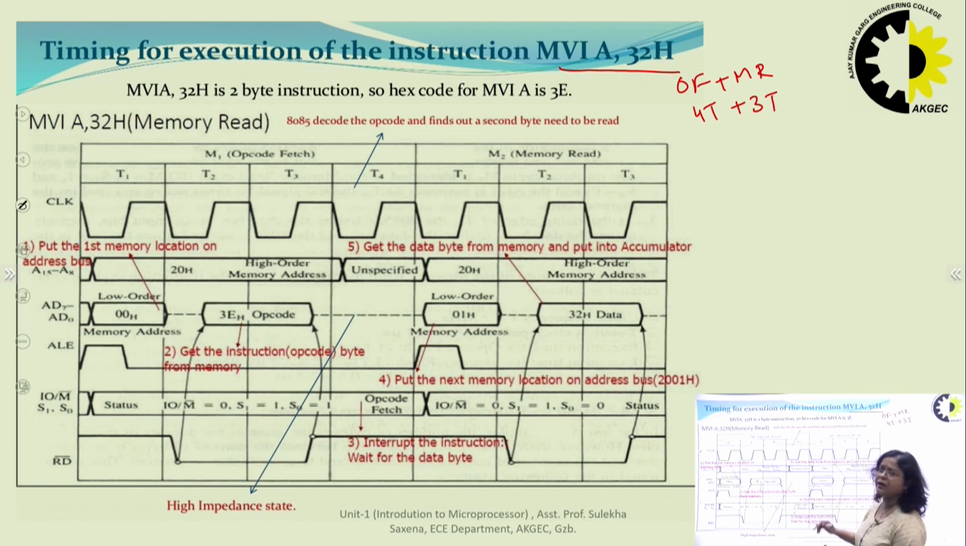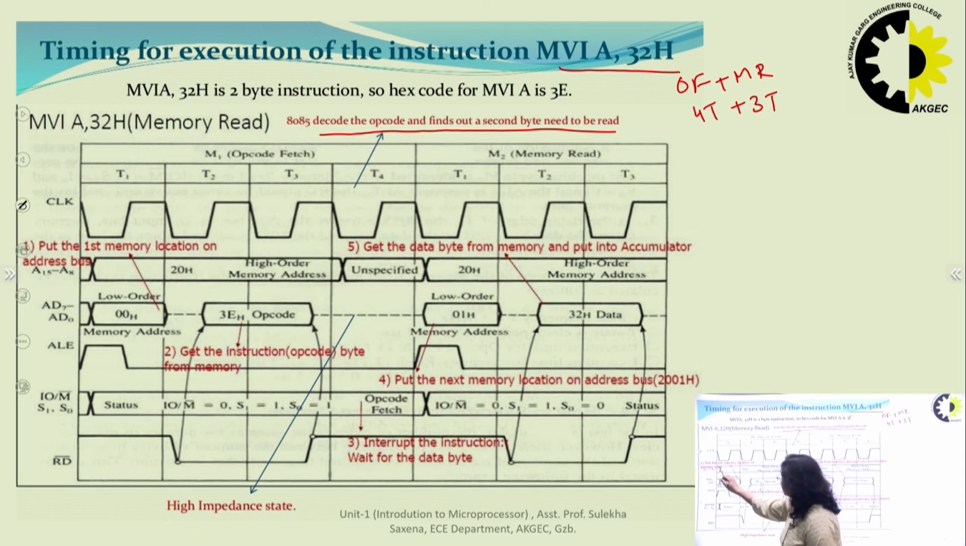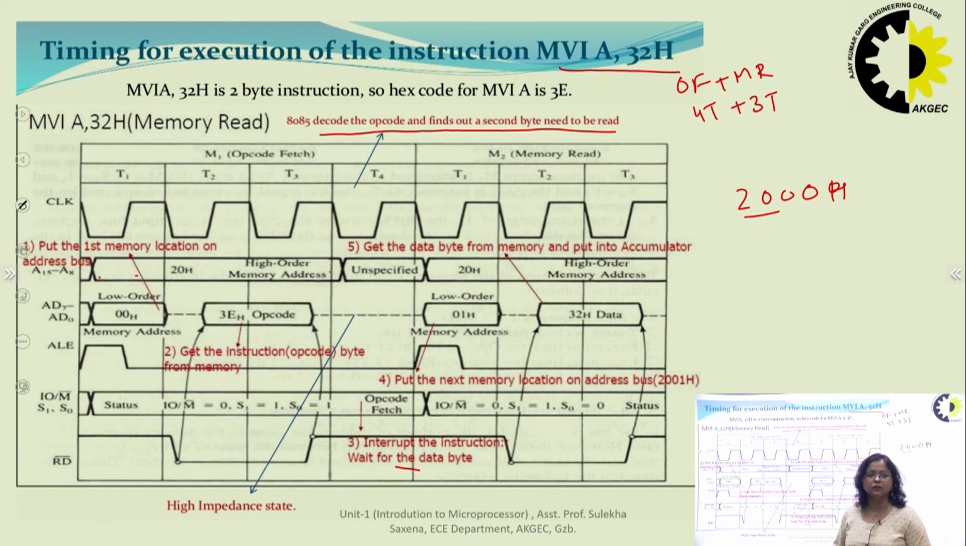If we write MVI A, 32, during the starting 4 T states, the 8085 decodes the opcode and finds out that a second byte needs to be read. So T1 to T3 during the first machine cycle is required to load the address. Say the address is 2000. So the higher byte 20 is available on A8 to A15 during T1 to T3. And for T4, the decode operation, it is unspecified.